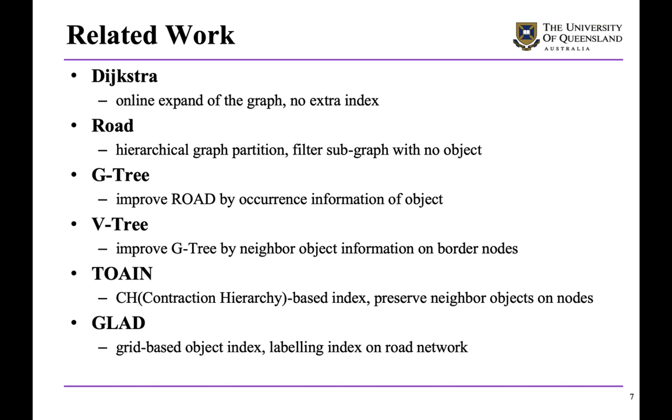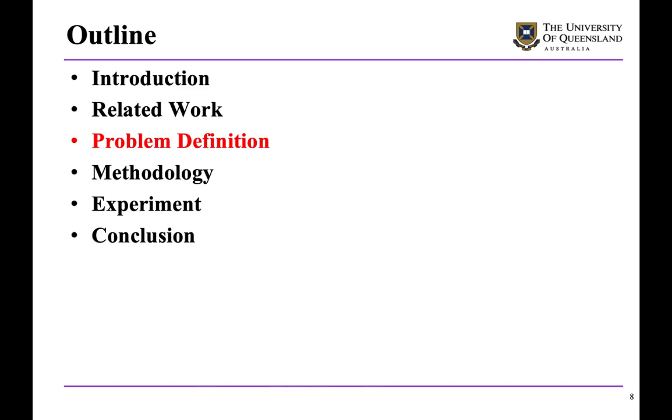TEN employs the contraction hierarchy structure for the graph and preserves the neighbor objects on some specific nodes. During the exploration, the objects can be quickly obtained from the pre-stored results. GLAD employs a grid index on moving objects, achieving fast update cost, and applies the H2H two-hop labeling index on the road network. During the exploration, it first finds the k candidates by exploring the grid, and then refines the answers by calculating the road network distance with the labeling index. However, in this paper, we are going to study the kNN query from a different perspective.